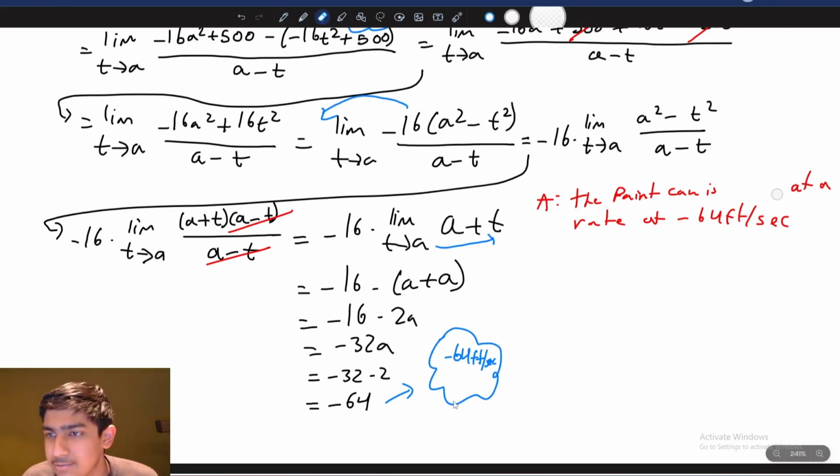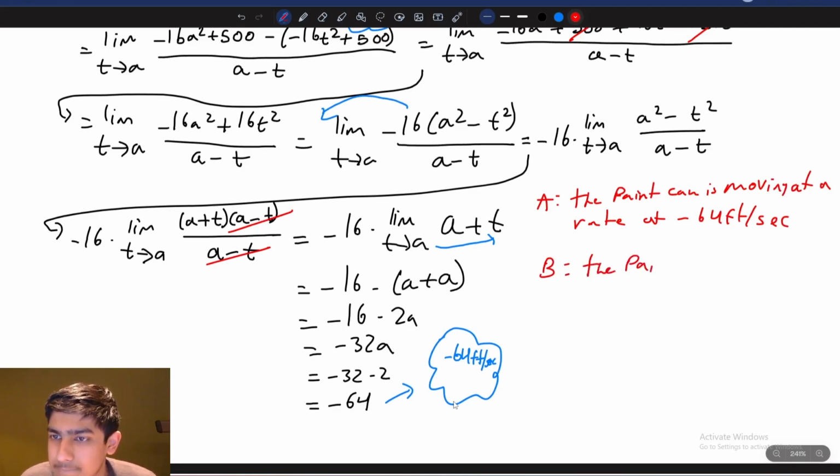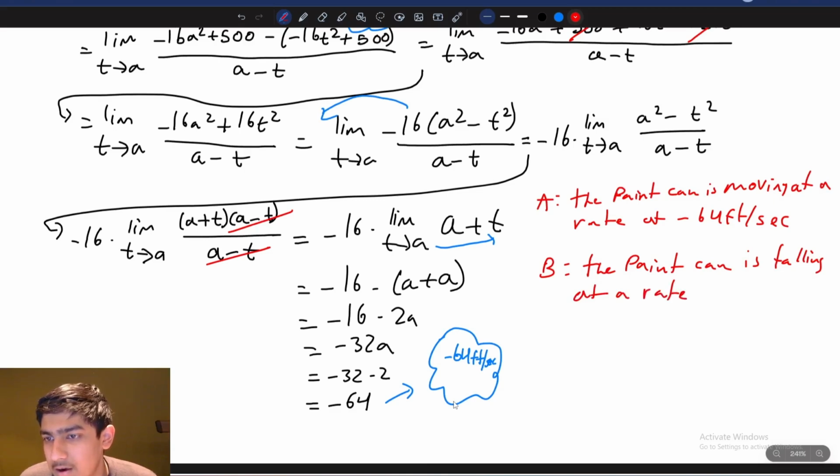The paint can is moving. Okay, moving. And then B here would be the paint can is falling at a rate of positive 64 feet per second. So let's talk a little bit about velocity.